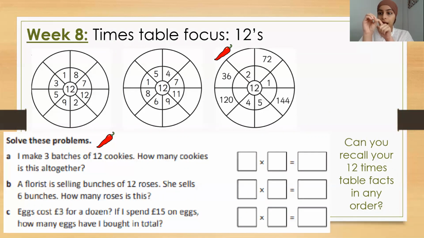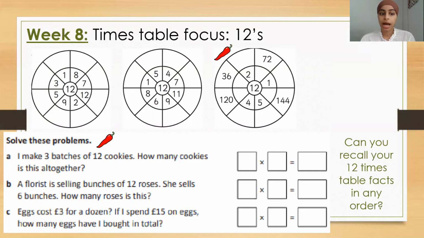You need to multiply the innermost pinwheel, the innermost circle, with the numbers outside them and put the answer on the outside. So for example, 12 multiplied by 8 equals, and the answer goes there. And then underneath them, you've got 3 problems to solve. That's another chilly challenge. I'm going to read through them, and then I want you to have a go.